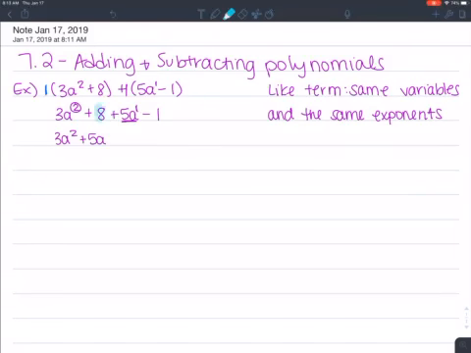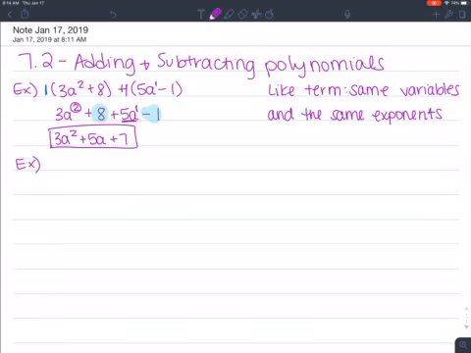However, I do have a positive 8 and a negative 1. Those are like terms, and I can combine. So positive 8 and negative 1 add to give us 7. So that would be my final answer. I have no more like terms to combine, so we're done.